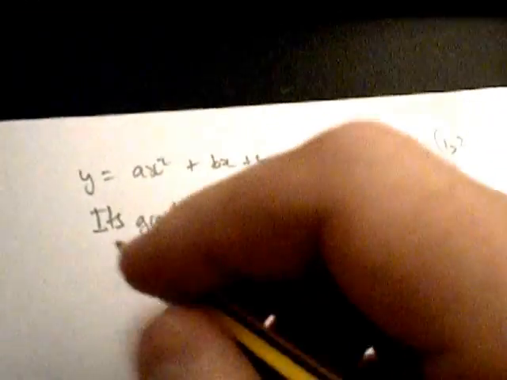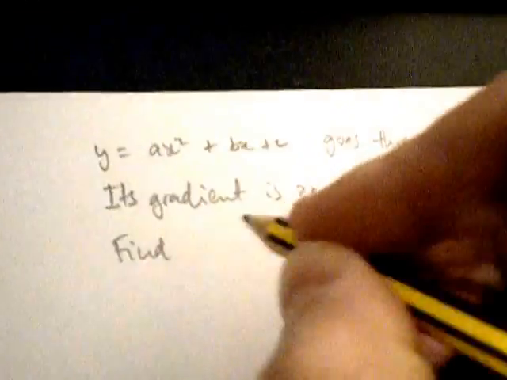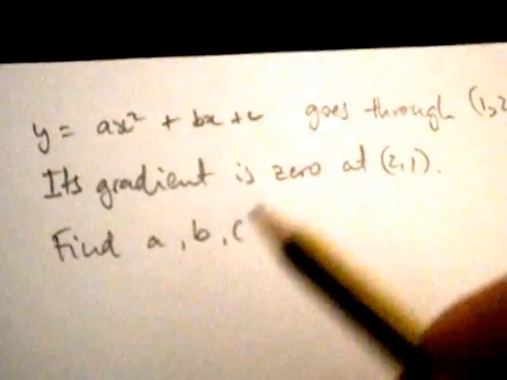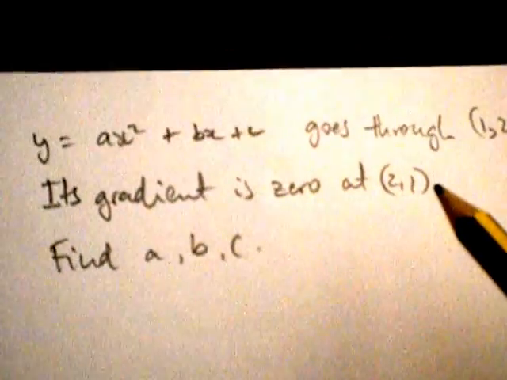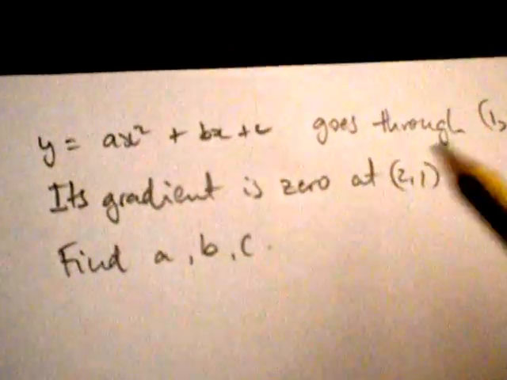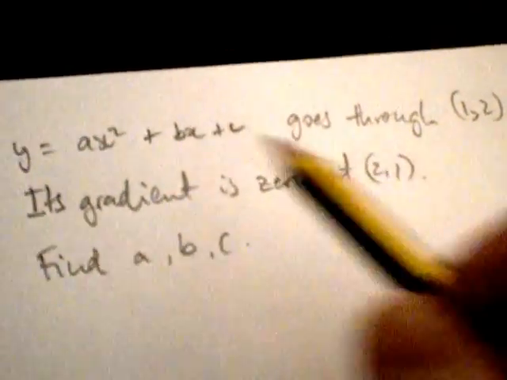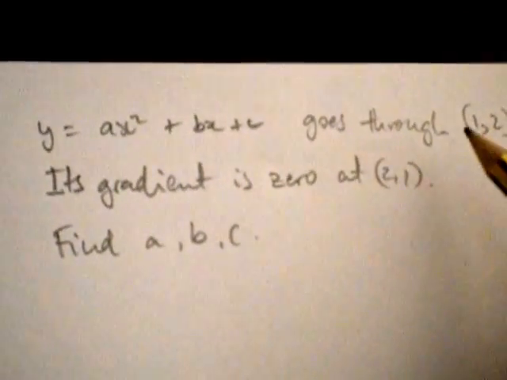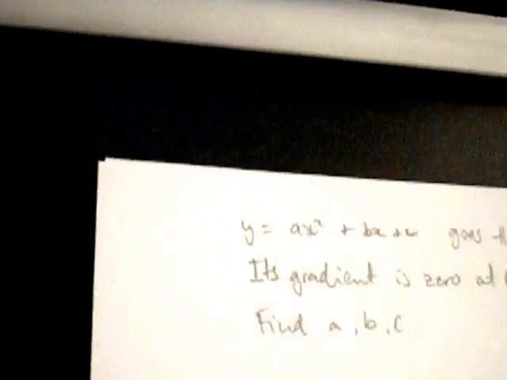Given, and of course we're being told to find a, b, and c. Now, because of the way this is written, it's actually giving us another set of values we can plug in there. So we're going to be able to get two equations out of this point and this point.